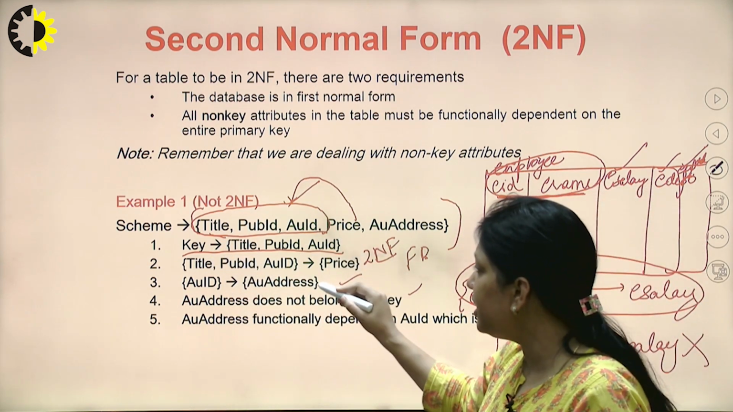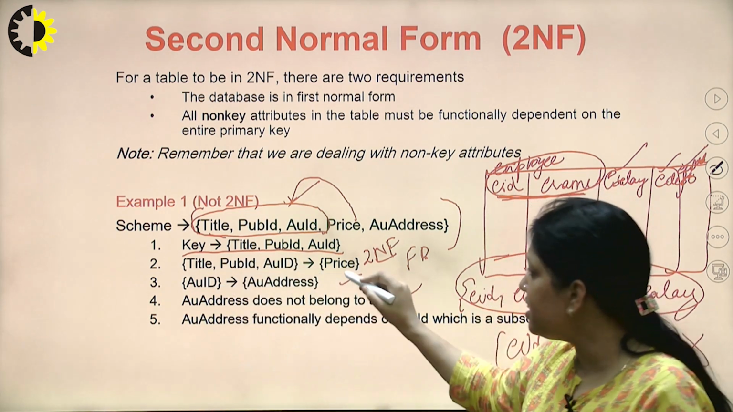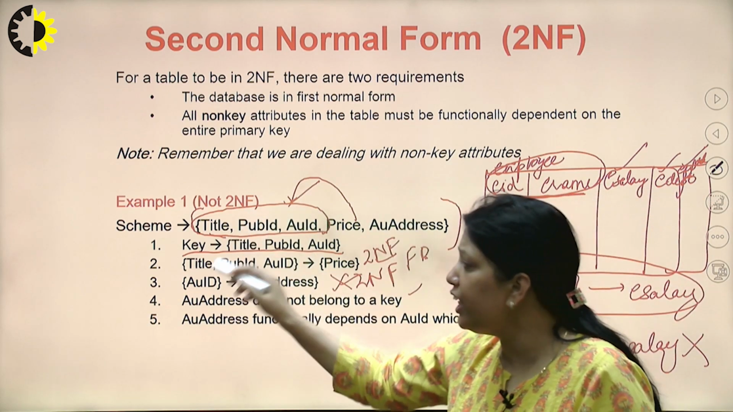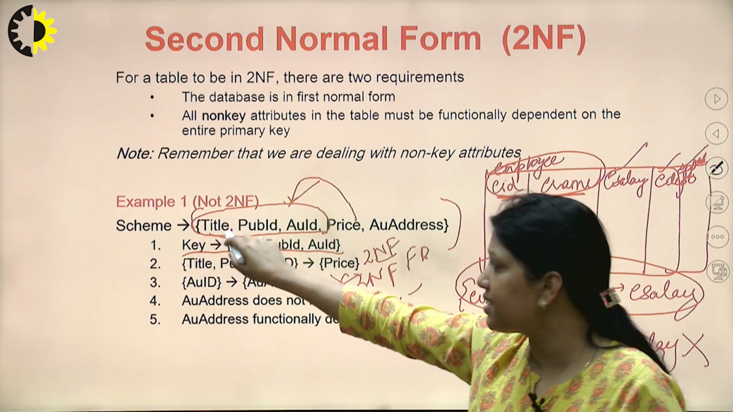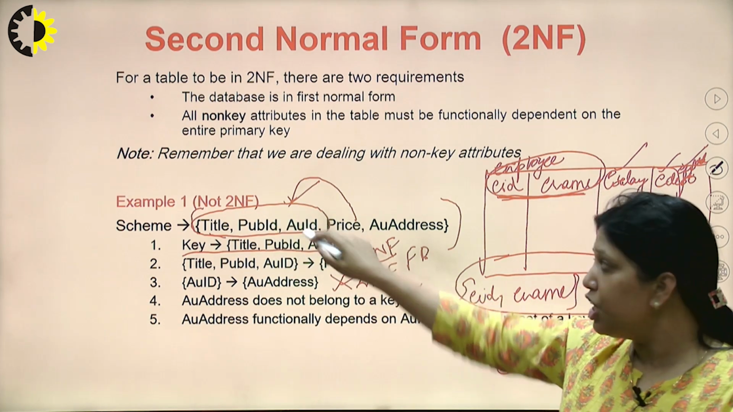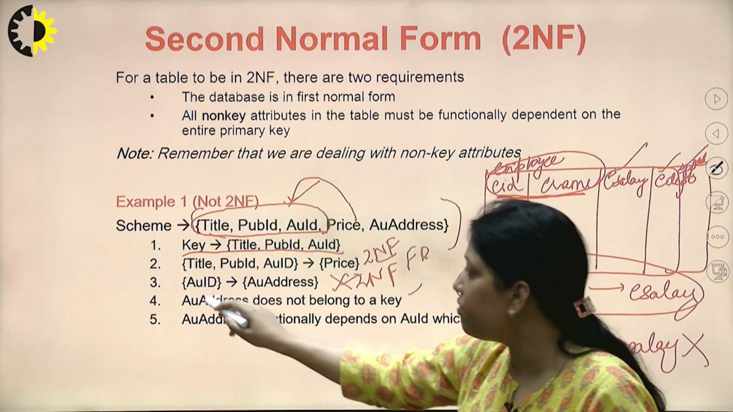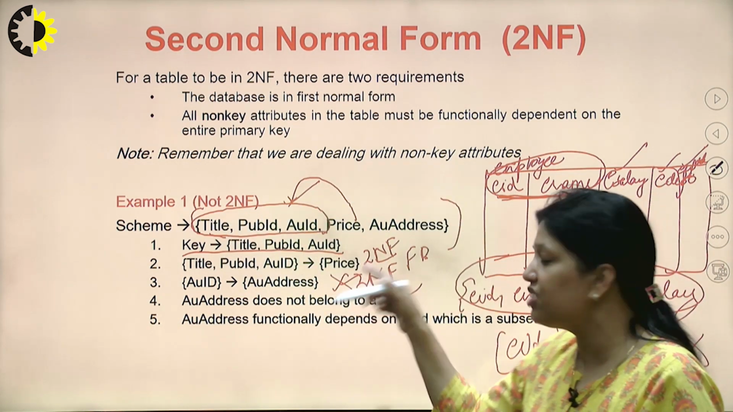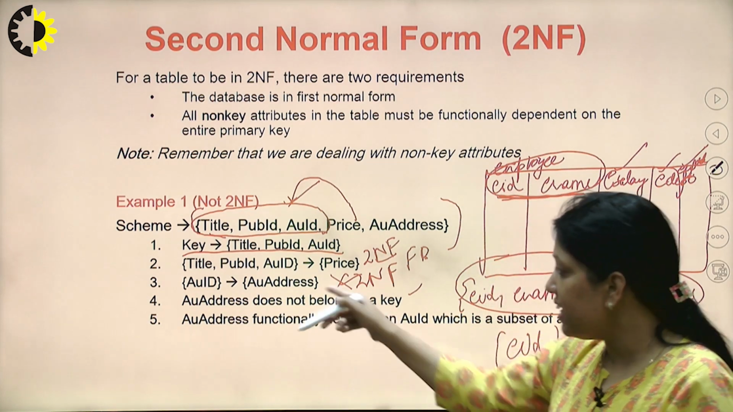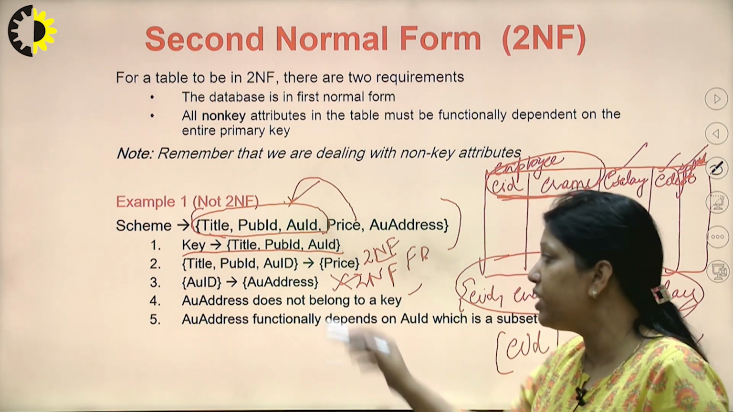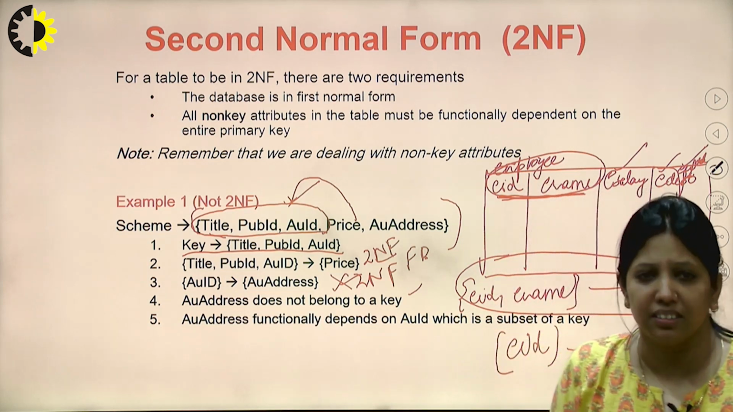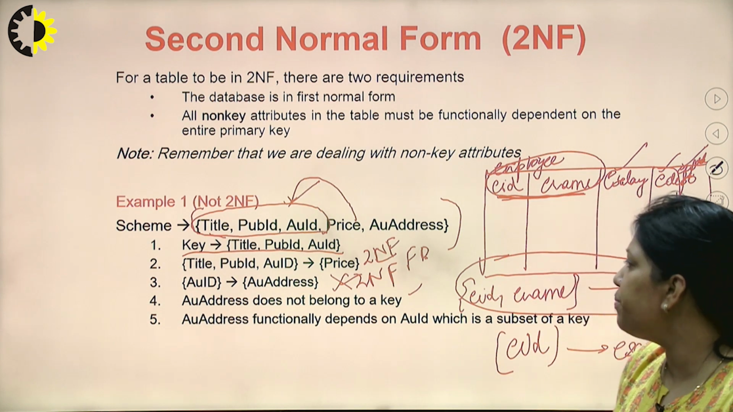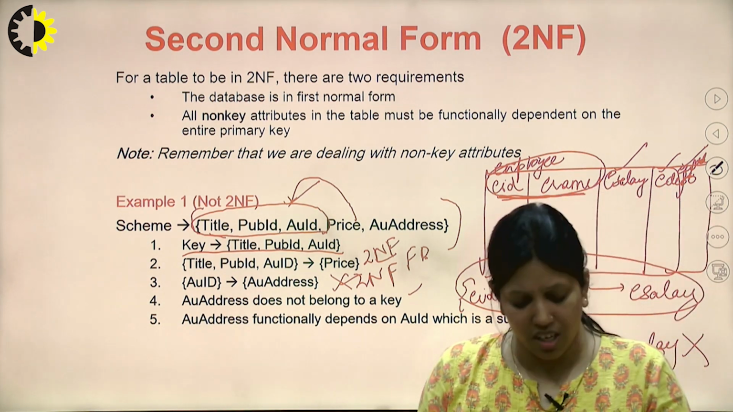And the third functional dependency is not in second normal form. Why? Because the author address is partially dependent on author ID, because our primary key is title, publisher ID and author ID. If the author address were dependent on title, publisher ID and author ID, then we could say this functional dependency is in second normal form. But in this case, this relation is not in second normal form, because the author address does not belong to a key, and it is functionally dependent on author ID, which is a subset of the key.